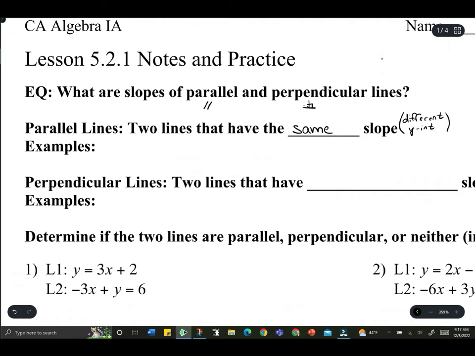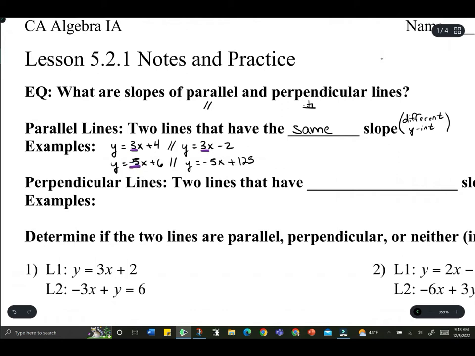For example, y equals 3x plus 4 is parallel to y equals 3x minus 2. They have the same slope. Look at that, 3 and 3, same slope. There we go. y equals negative 5x plus 6 would be parallel to y equals negative 5x plus 125, okay? Those b values have nothing to do with parallel or perpendicular.